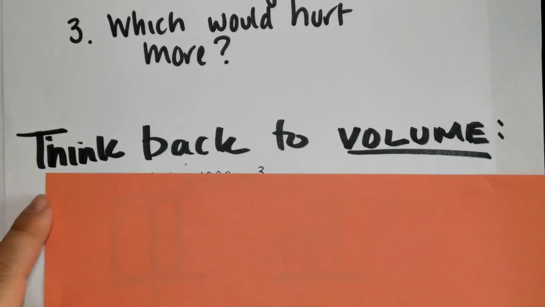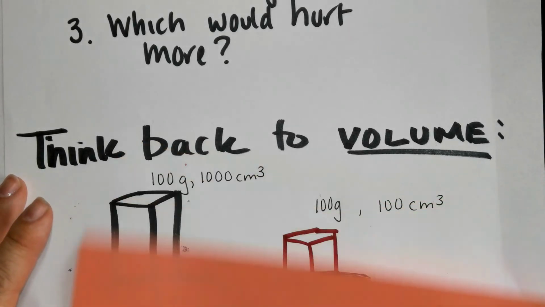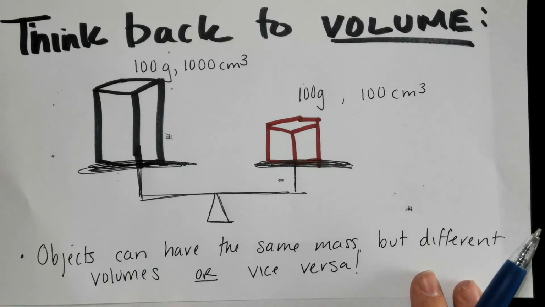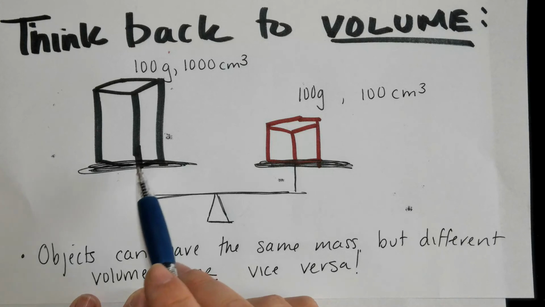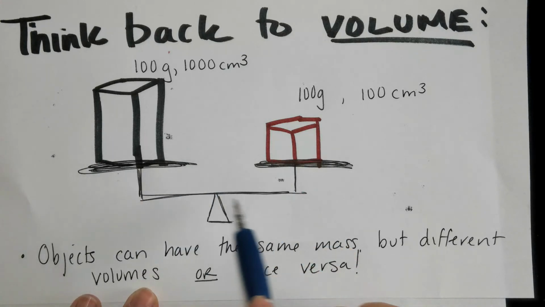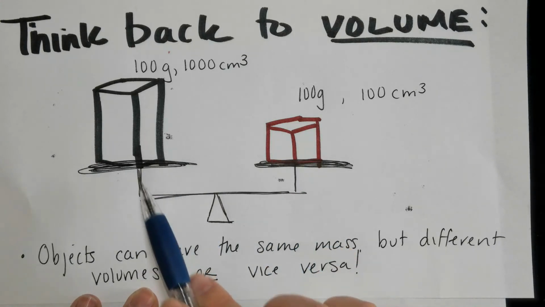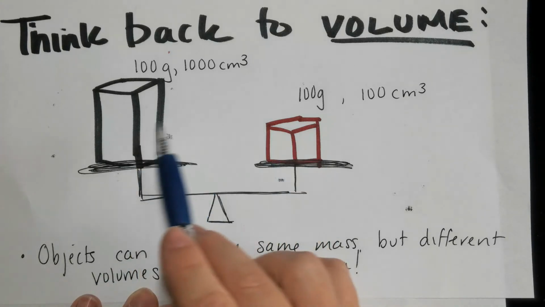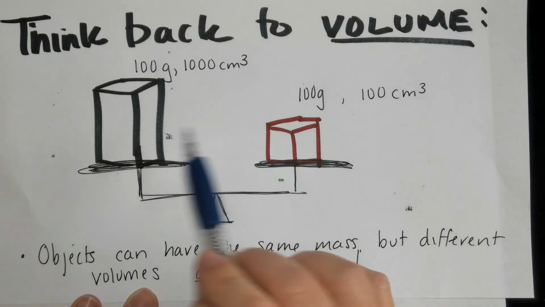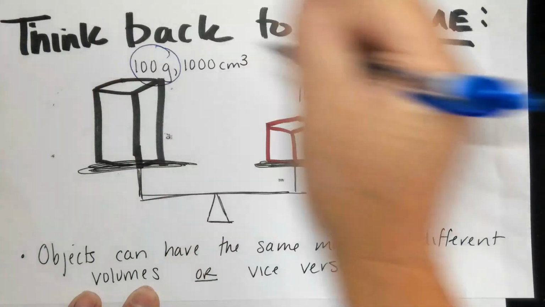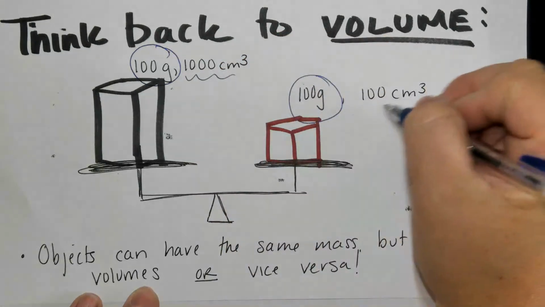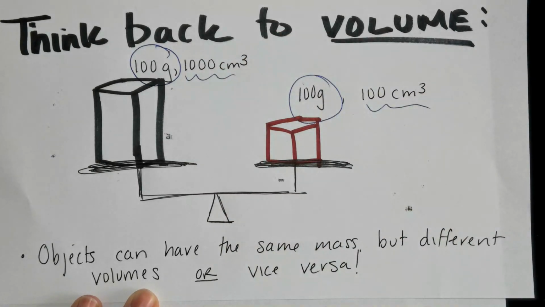Let's think back to volume. We've talked about mass just now, and we've also talked about volume previously. Here I have 2 objects on a balance. So here's my fulcrum point. This is my balance. These are my pans. Notice by the picture, they're different sizes, or they have different volumes. But the objects have the same mass. They have the same mass, but they have different volumes.